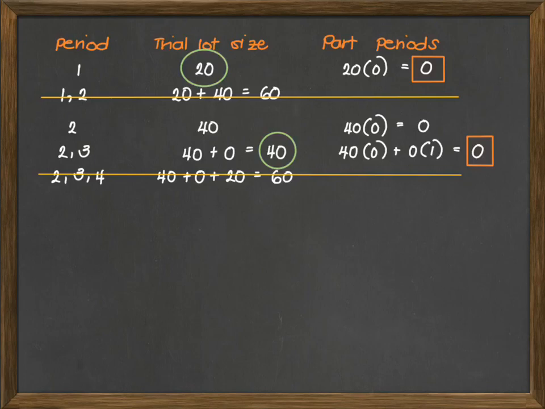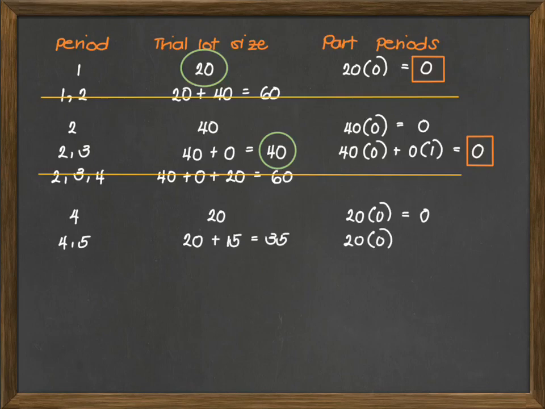So, we will begin again at week 4. So, yung continuation niya. Week 4 has a trial lot size of 20. Again, yung mga trial lot size natin is based on the gross requirement for each respective week. So, 20. So, we have 20 times 0 is 0. 4 and 5 is 20 plus 15 is 35. So, this is again 20 times 0 plus 15 times 1 for our part periods. So, this is equal to 15.